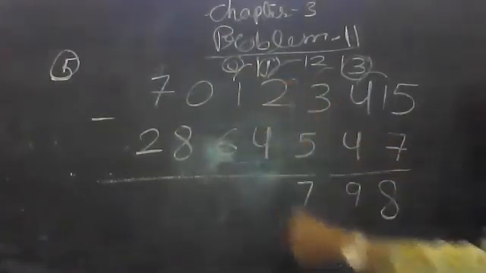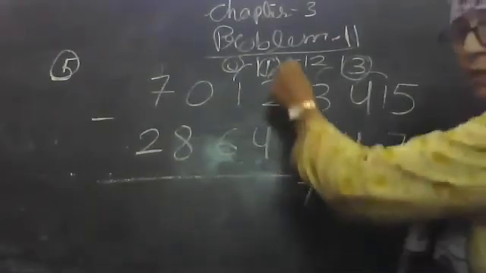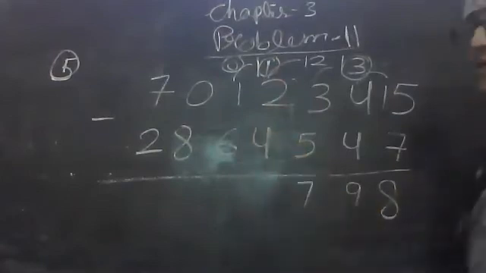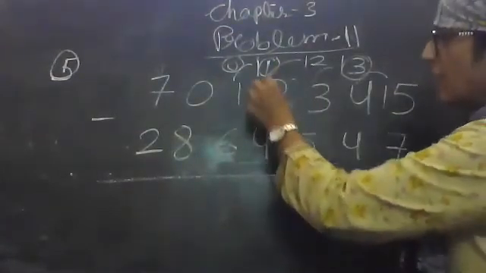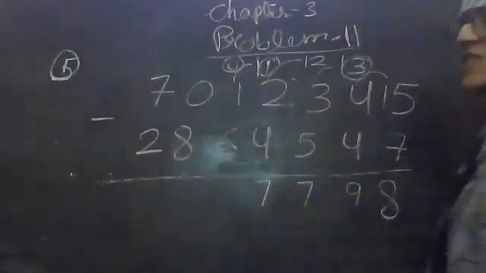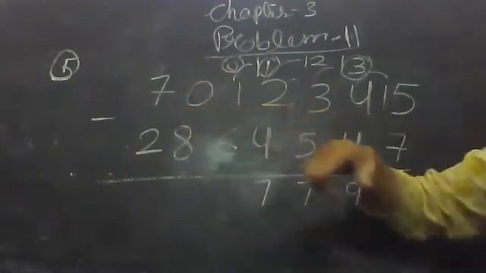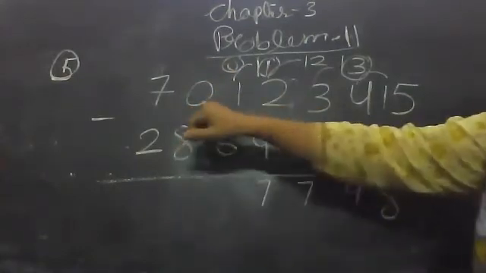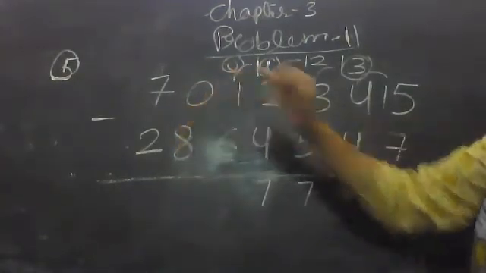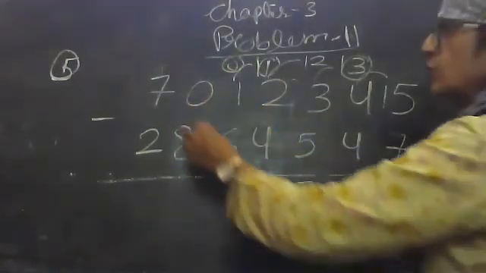So from 11, you have to subtract 4. 11 less 4 is 7. Here again it's a 0. So now you see, here also the number 0 is there. You can't borrow from 0. Already 0 doesn't have any value. So what do you have to do?